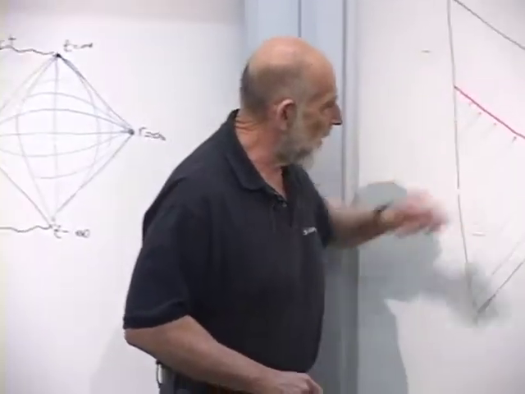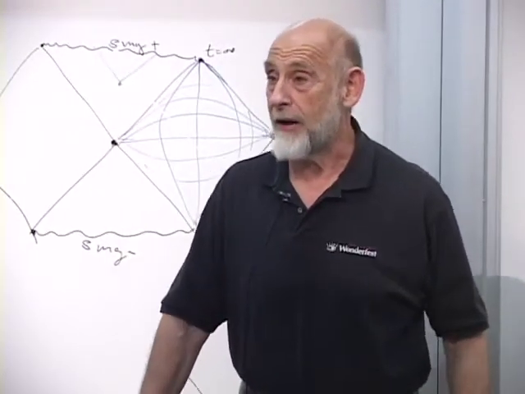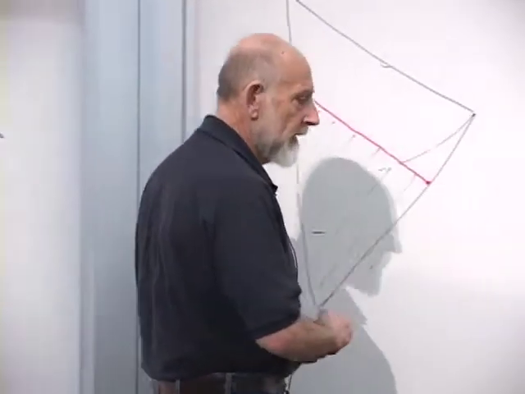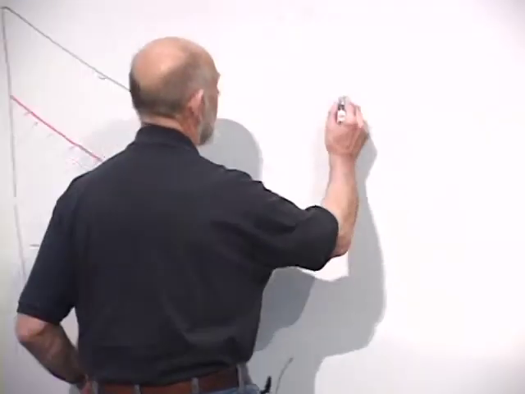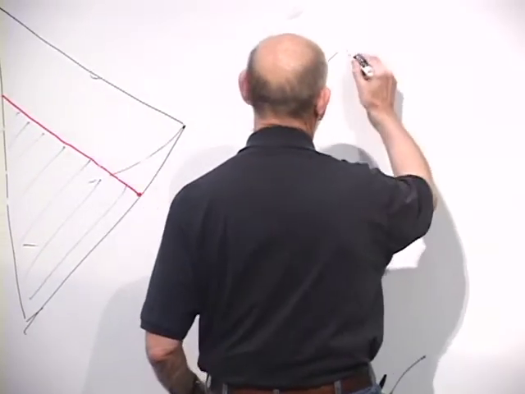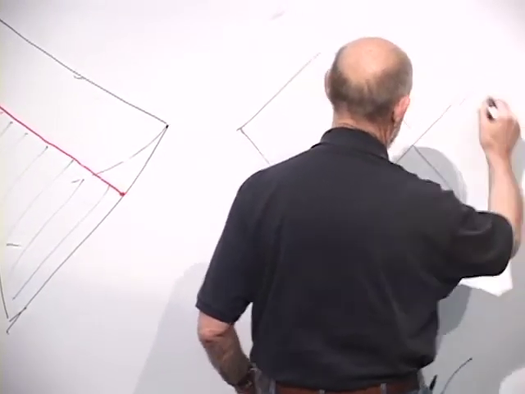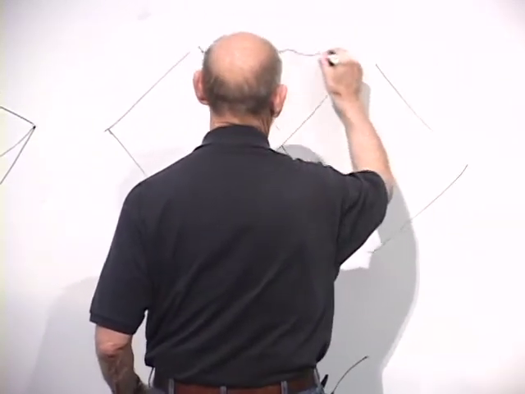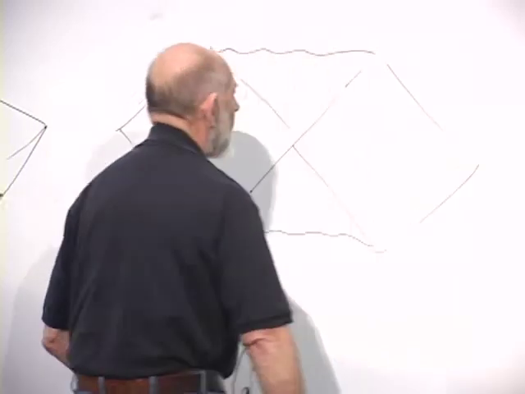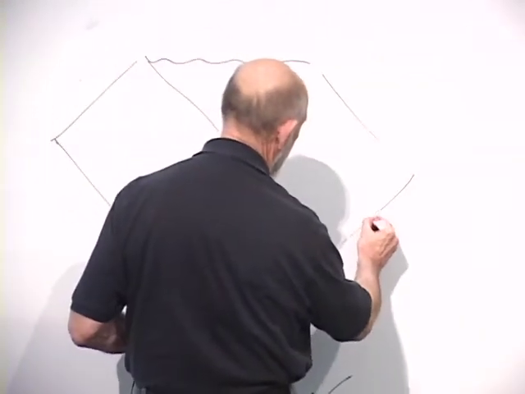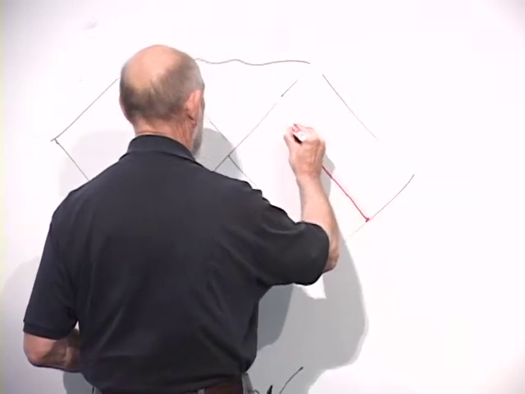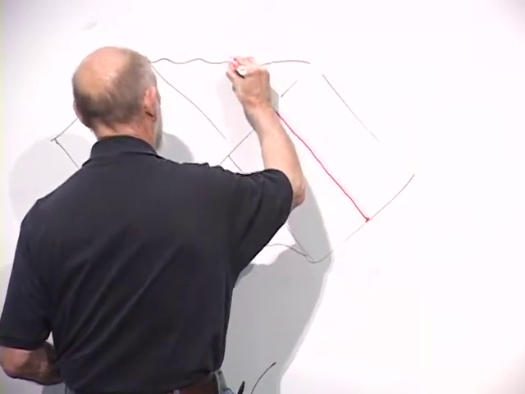It says outside the shell, the metric should be the metric of the black hole. So let's draw the black hole metric. Well, here it is again, but I'm going to simplify it. Now again, we're throwing in a light ray from infinity. It starts out here, and it comes in, and boom, hits the singularity.